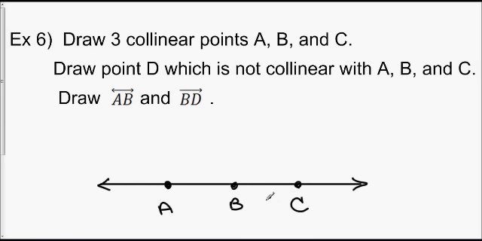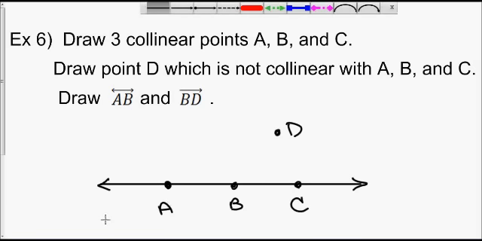Now we want to draw point D, which is not collinear with A, B, and C. So that means it's not on the same line. You could put it basically anywhere except for on the line. So there's my point D. Now we want to draw line AB. So line AB, oh, well, we already have that because A and B are on the same line.